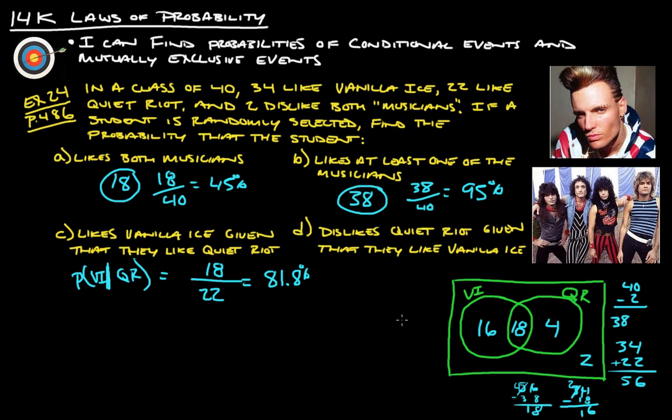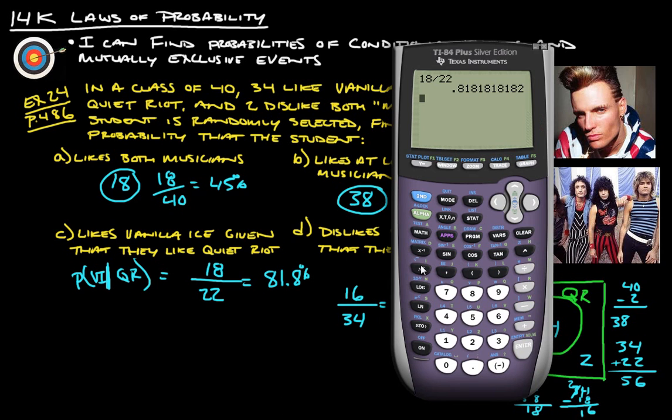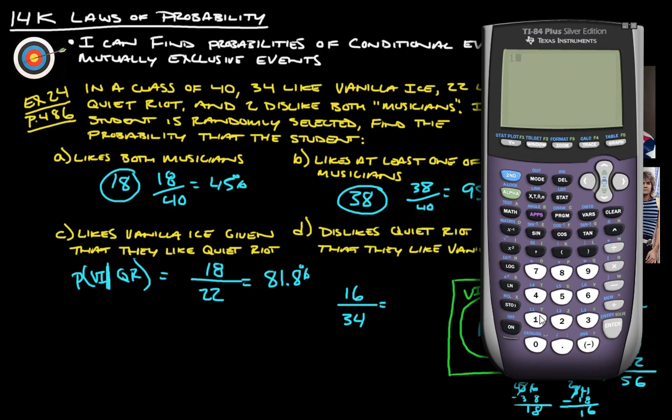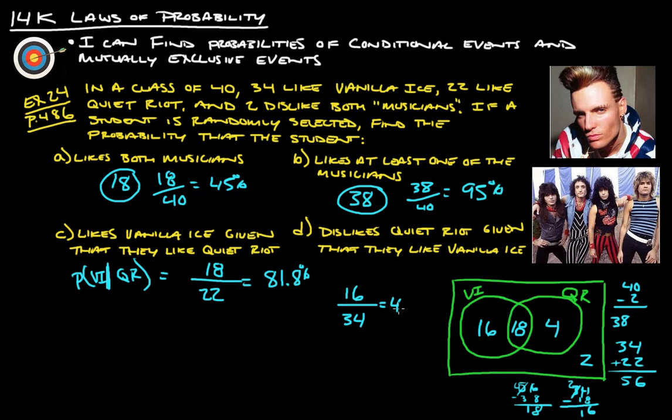Okay. And then, excuse me, the last one here, dislikes Quiet Riot, given that they like Vanilla Ice. So, here's Vanilla Ice. So that's going to be the bottom part. Vanilla Ice is 16 plus 18 is what, 34? Given that they like Vanilla Ice and they don't like Quiet Riot, so that's going to be these people that just like Vanilla Ice. Okay, so that would be 16 out of 34, which then gives us 47.1%.